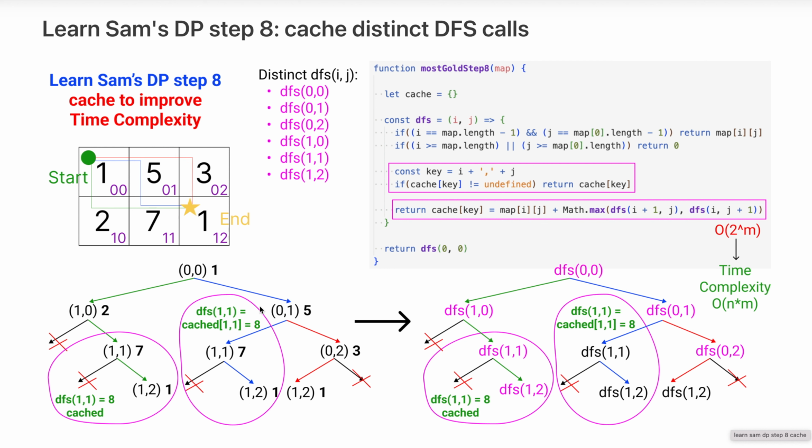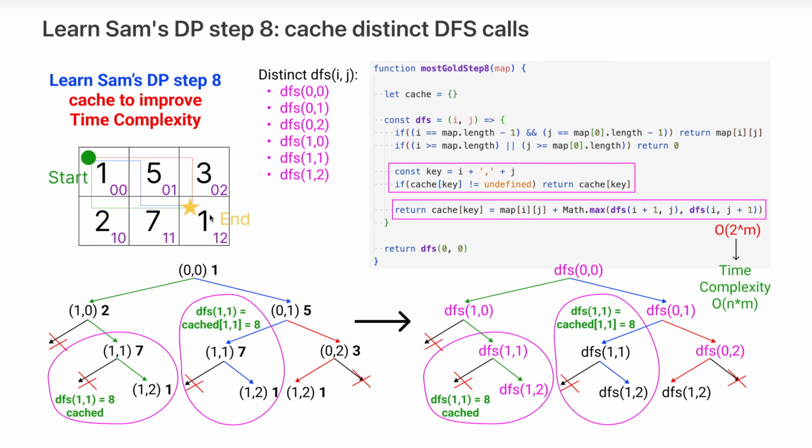The next time on this branch, where we go right, down, right, when we are at 1, 1, we don't have to run down the tree anymore. We can just look at the cache and we see a value, so we can just return 8. And by caching the return value of a depth search call, we're gonna dramatically improve the time complexity of this tree. So you can quickly see that if we cache all the distinct states, we're gonna have 6 of them.